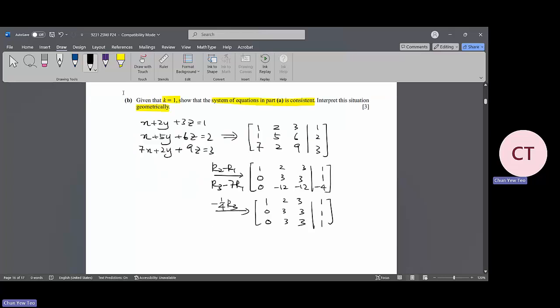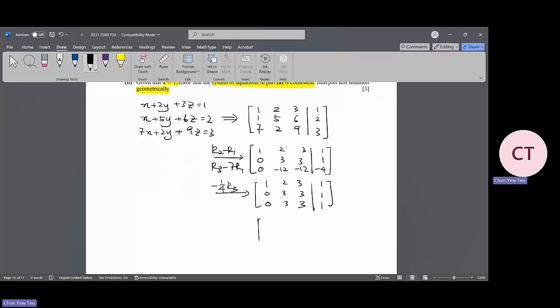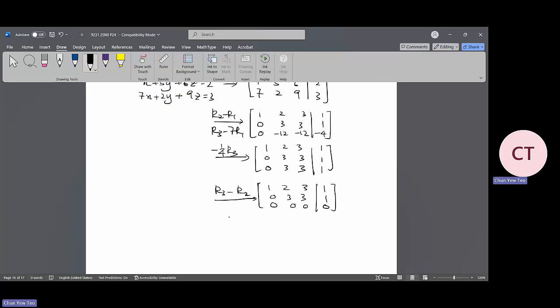So you can see that now row 2 and row 3 are the same. Just take row 3 minus row 2. You will get the last row all 0, and rows 1 and 2 are just copied down. From here we can see that this will have infinite solutions. Therefore it is consistent.